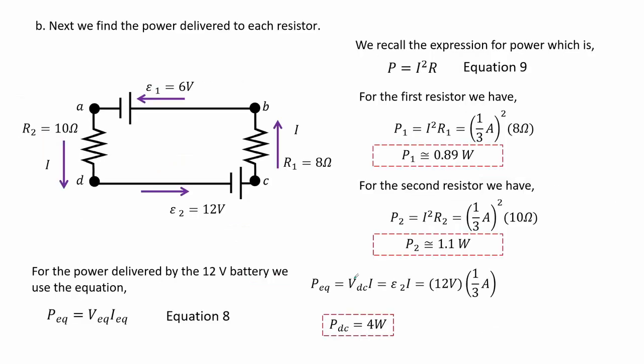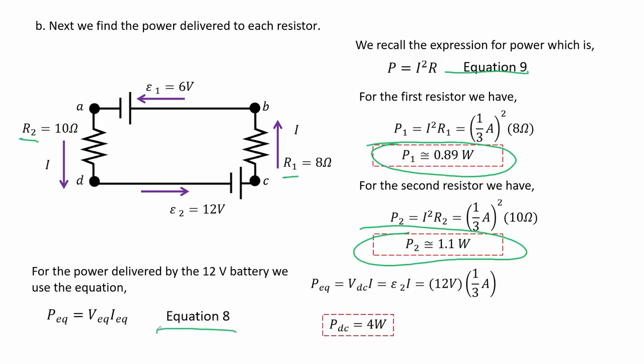For letter B, we find how much power is delivered when we use equation 9. For the first resistor, we see that the power is about 0.89 watts. For the second resistor, we have power equal to about 1.1 watts. For the power delivered by the 12 volts battery, we use equation 8. After substitution, the power across points D and C is 4 watts.